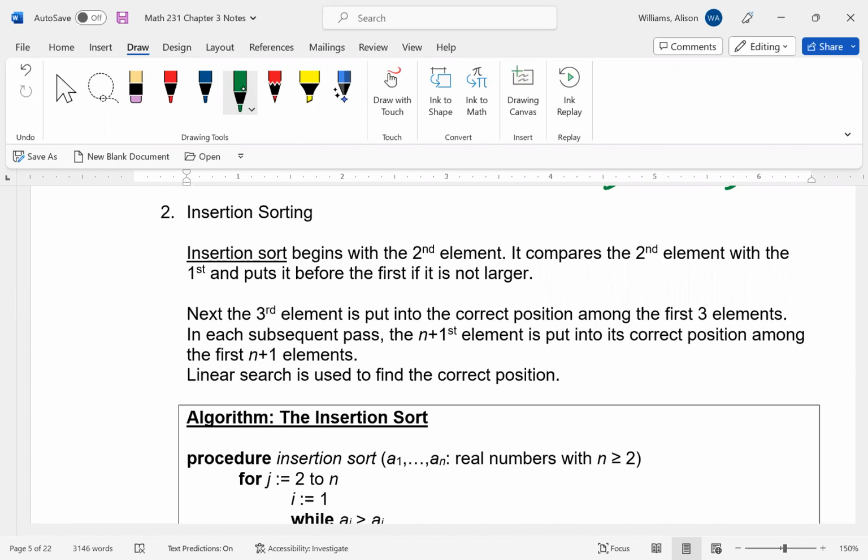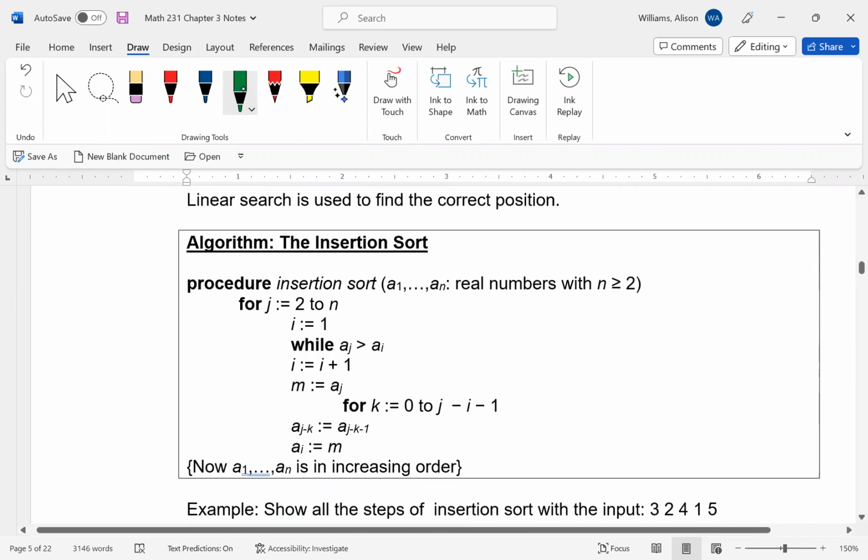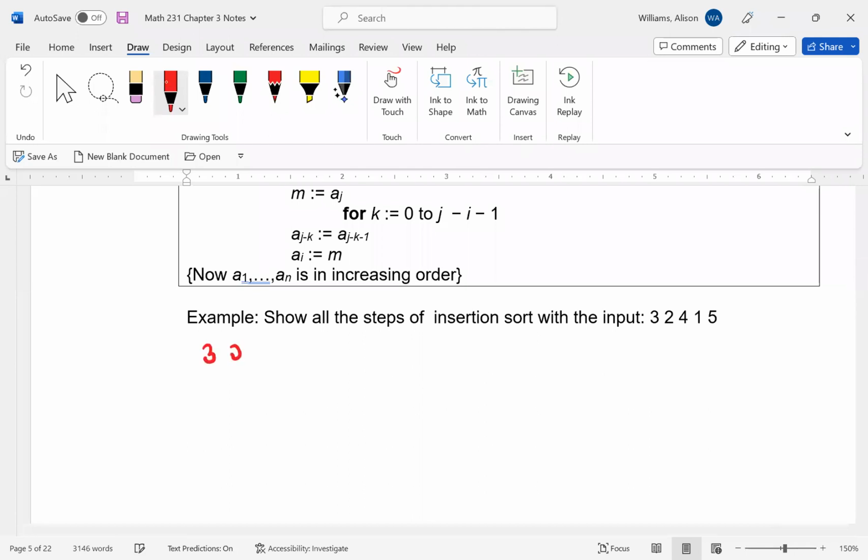Okay. Let's see. This is the code. It's starting to get a little bit more complicated. I think you can kind of see that. But let me show you the steps for how the insertion sort works. So same group of numbers. This time I start with my numbers here, 3, 2, 4, 1, 5.